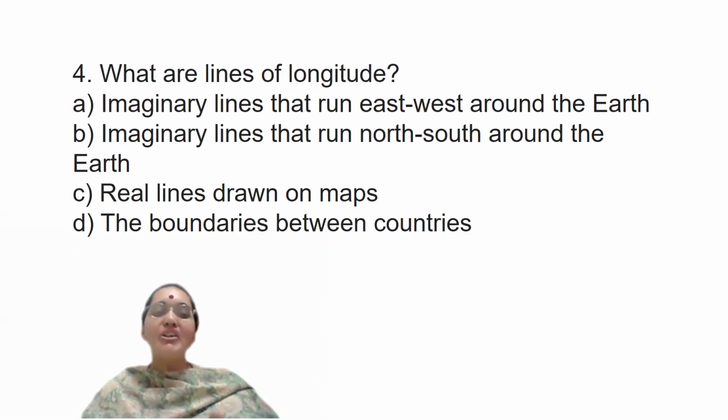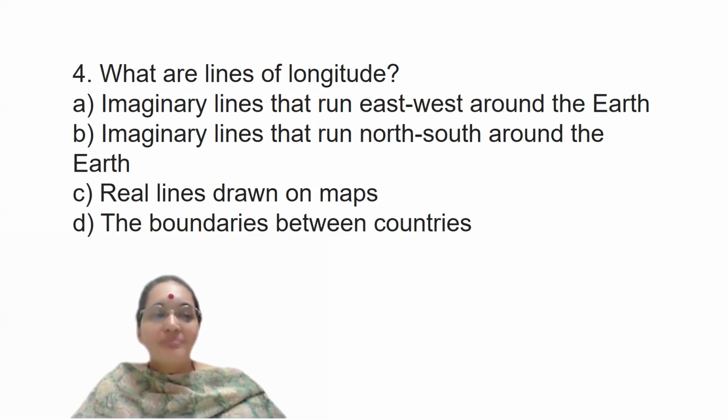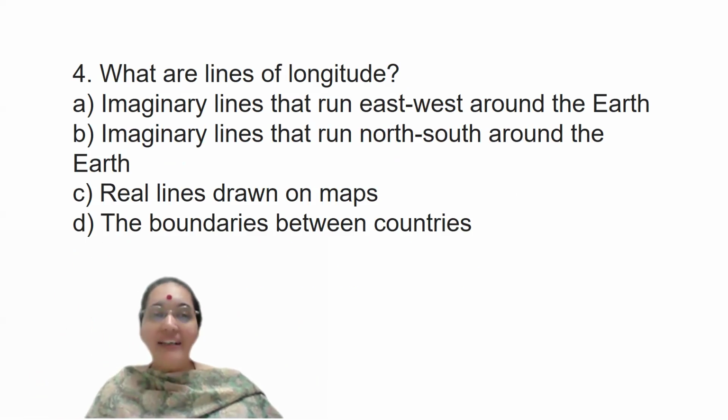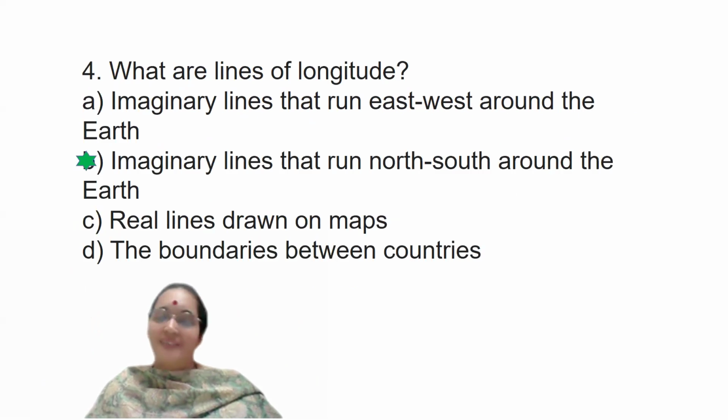What are lines of longitude? They run east-west, north-south, real lines drawn on a map, boundaries between countries. Perfect. They run north-south, long lines running north-south. Very good.